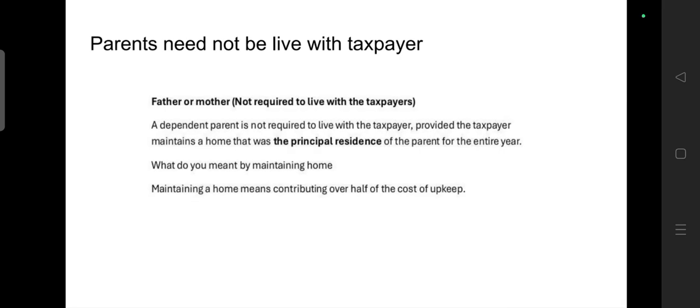Then there is one exception. We have seen that the person should live with the taxpayer for more than half of the taxable year. There is an exemption for dependent parents. Why? Say I'm a working person. We take an example of Israel. Israel is a place where most caregivers from India are moving. In their homes, only old aged people are there. Their children may be working elsewhere.